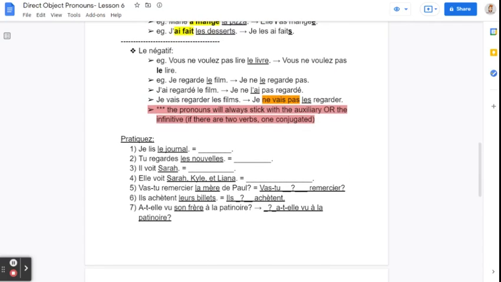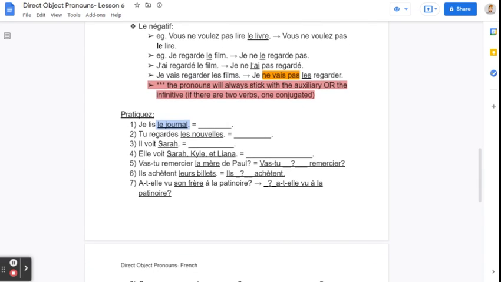So pratiquez, I have some practice questions here for you. Je lis le journal. So we are going to come up with the direct object pronoun that replaces le journal, and you're going to identify where you're going to put it for the final answer. Tu regardes les nouvelles, il voit Sarah, Kyle, et Liana. Vas-tu remercier la mère de Paul? In this case, I've already given you basically the structure of the sentence or the question. All you have to do is identify what the direct object pronoun will be for la mère.